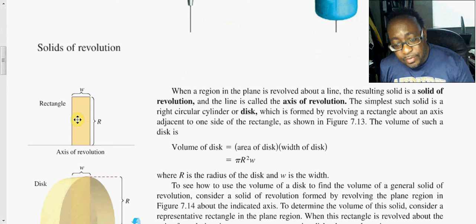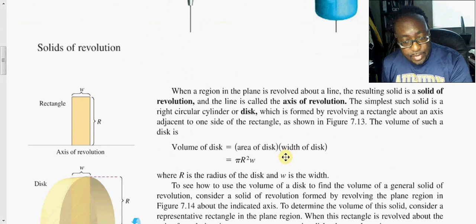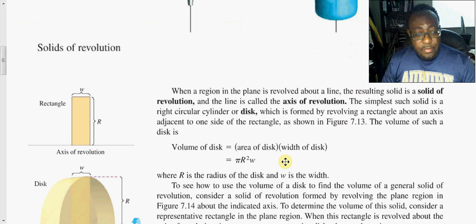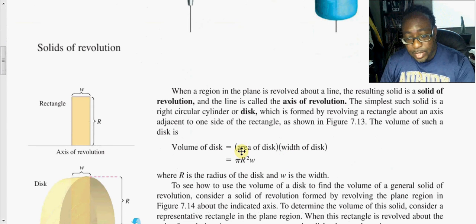So here the volume of the disk is the area of the disk times the width of the disk. And correctly, let me make sure I say it accurately, the rectangle gives us the so-called width of the disk. And then from the graph we're able to determine the area.